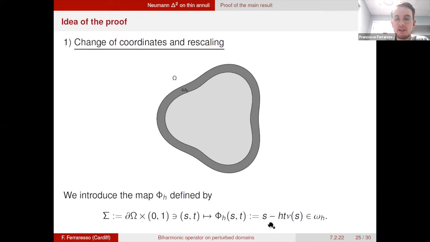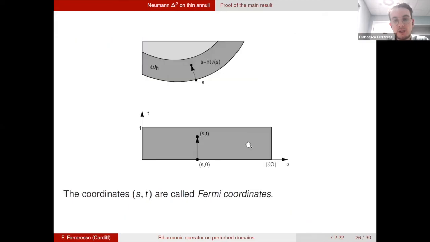So as here plays the role of the arc length, and what happens is that this diffeomorphism is basically mapping this rectangle sigma onto omega h. So you're basically straightening out the boundary, and you're now looking, after this change of coordinates, at just a rectangle. And all right, so these are usually called Fermi coordinates and well studied.